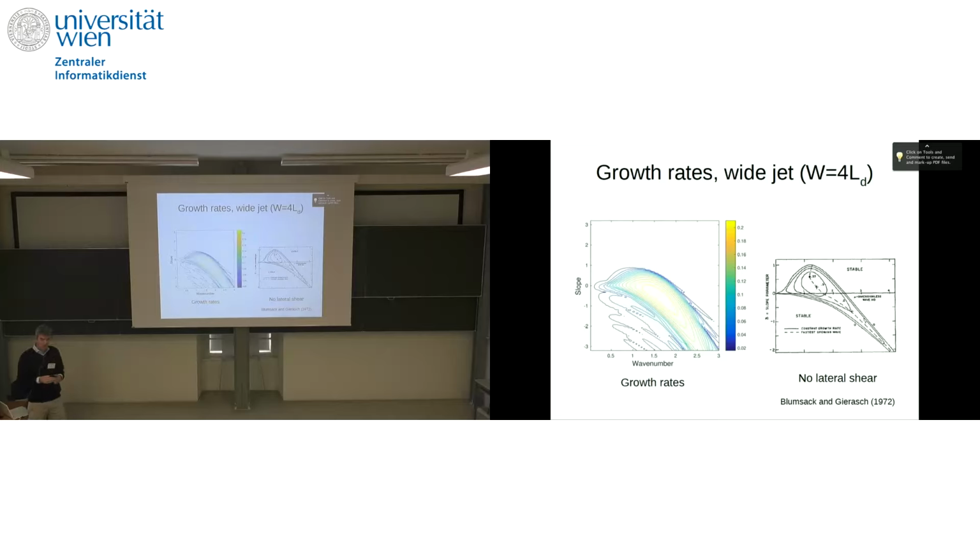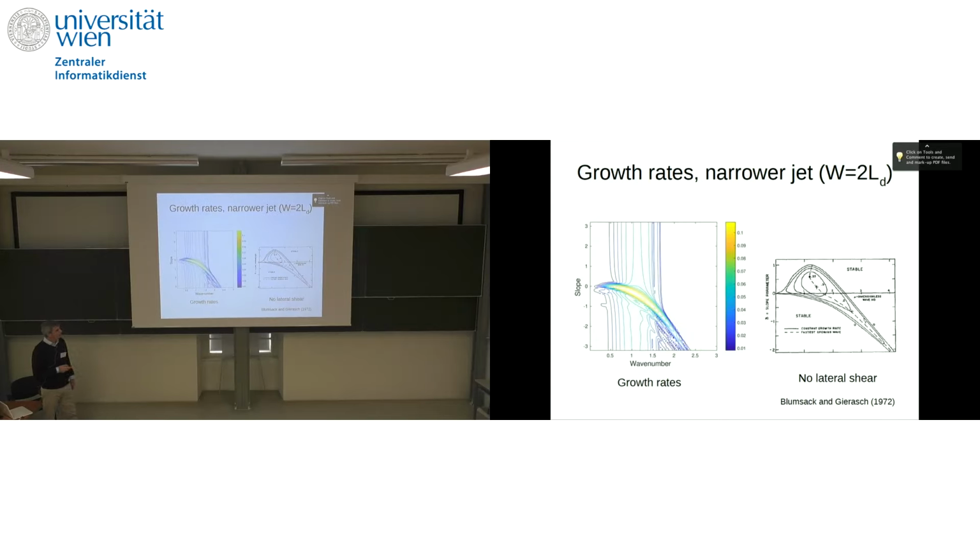Now, this is what happens if the jet is wide. Okay, so if it's 4 times the deformation radius, then it is this kind of thing. So if the deformation radius in the Gulf Stream region is 30 to 40 kilometers, then we're talking about a jet which is 120 kilometers wide. All right. If, though, you have a narrower jet, so if the width is more like twice the deformation radius, and this is the case for the Gulf Stream, then that curve is narrower now, but it still exists, so you still see this.